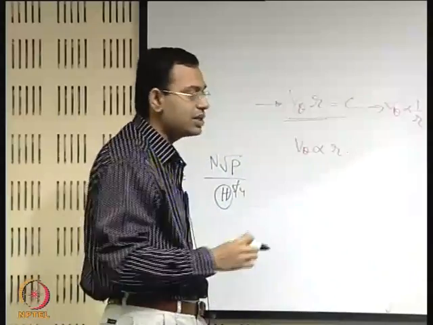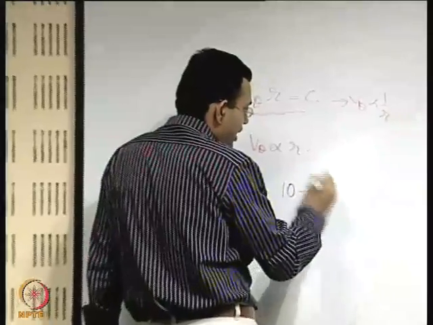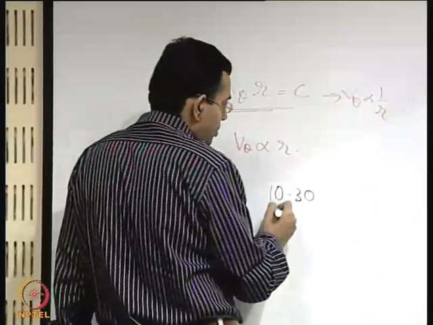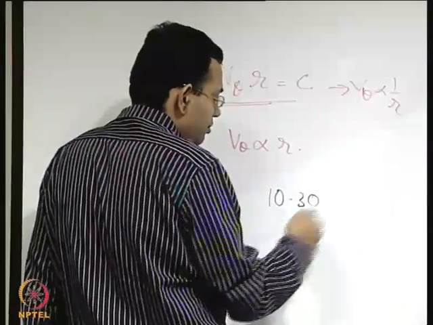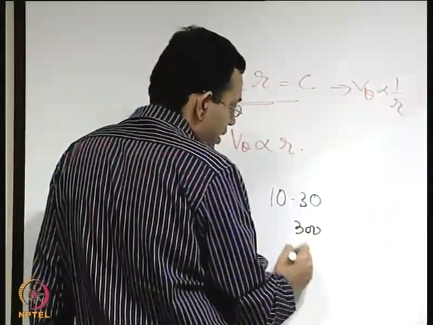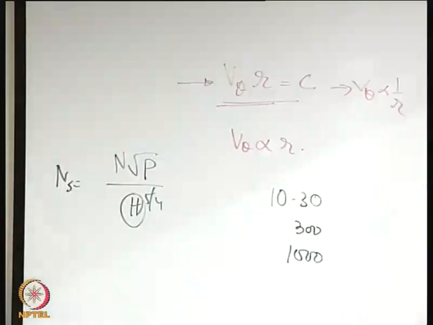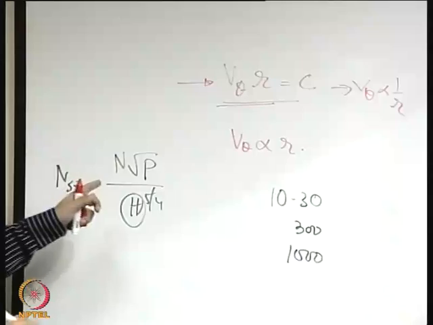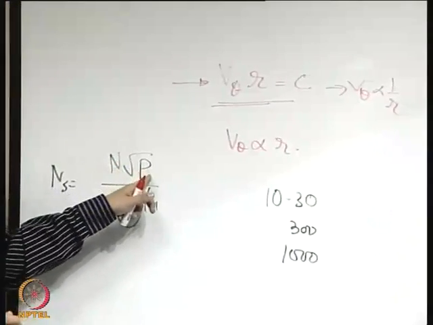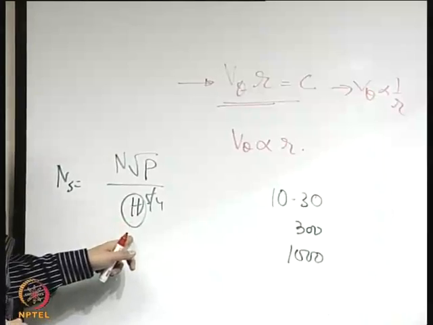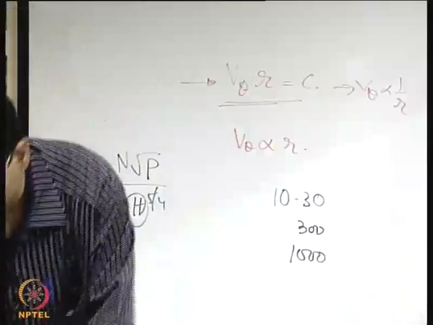So typically the specific speed for the Pelton turbine may be around 10 to 30. For the Francis turbine it may be up to 300 or even close to 500, and for the Kaplan turbine it may be up to the order of 1000. These are just representative numbers, and keep in mind that while calculating these numbers, N was in RPM, P was in metric horsepower, and H in meters. Okay. So let us now work out a problem on Francis turbine.